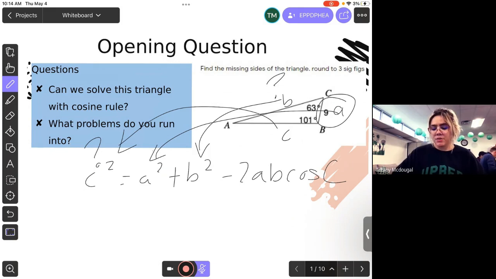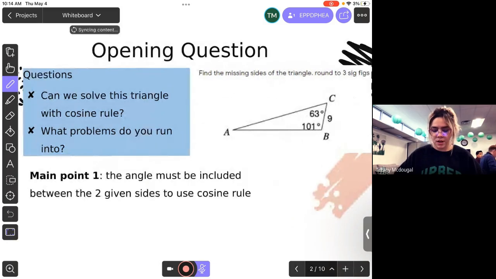I also don't have three angles, so I can't use my other cosine formula in order to solve for the missing side. So let's go ahead and jump into our first main point. The angle must be included between the two sides in order to use cosine rule.